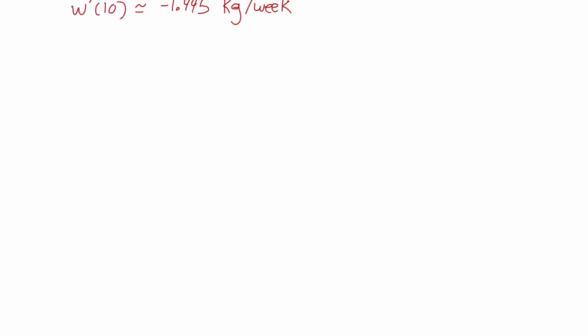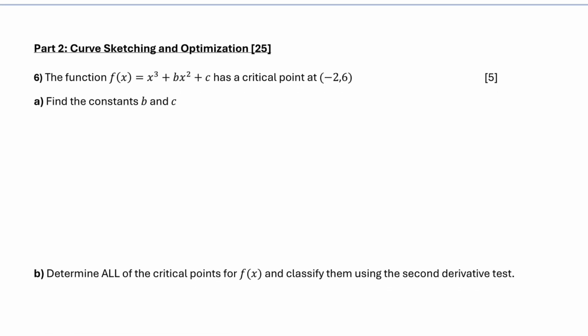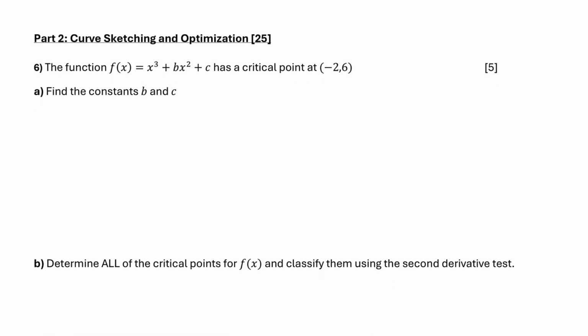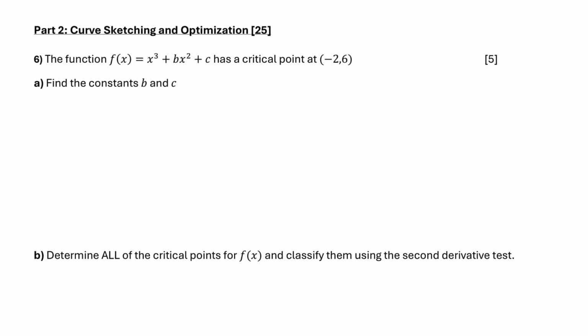Now moving on to the next question, we're going to look at the curve sketching and optimization questions from the calculus part of the course. The first thing it says is this function, which looks like a degree 3 polynomial, has a critical point at negative 2, 6. Find the constants b and c. So these b and c values are just constants. If there's a critical point at negative 2, 6, I know that negative 2 is a critical number, meaning it will make the derivative of that degree 3 polynomial be 0.